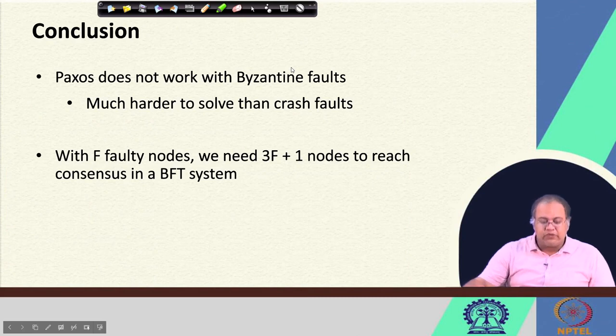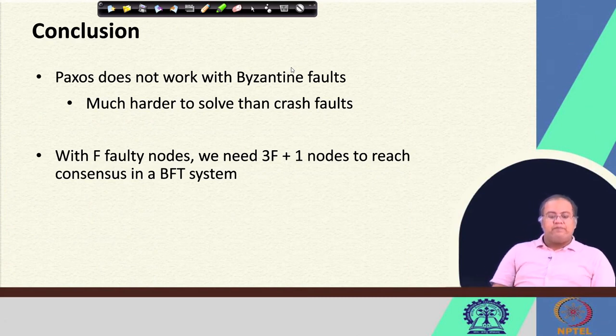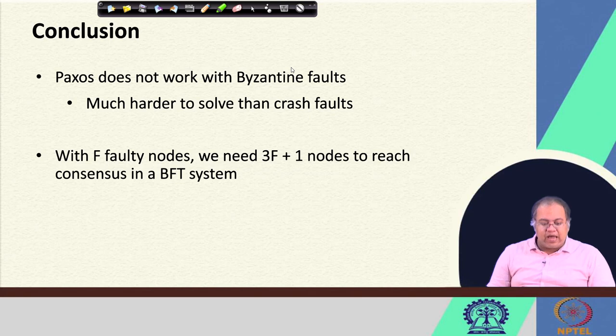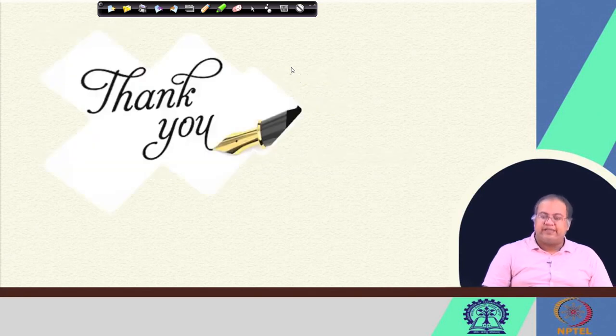So, in conclusion, today we have seen that Paxos does not work with Byzantine faults. Byzantine faults are much harder to solve compared to crash faults, and when we have f faulty nodes, we need 3f plus 1 nodes to reach consensus in an asynchronous BFT system. With that I would conclude today's lecture.